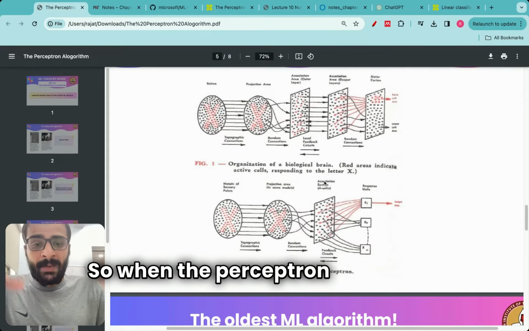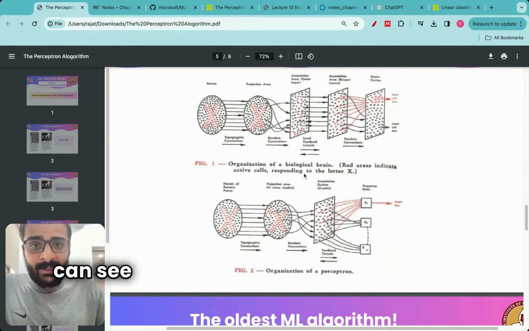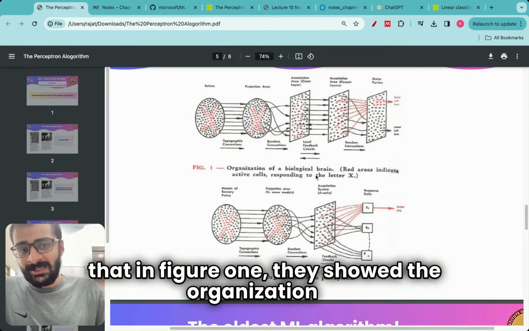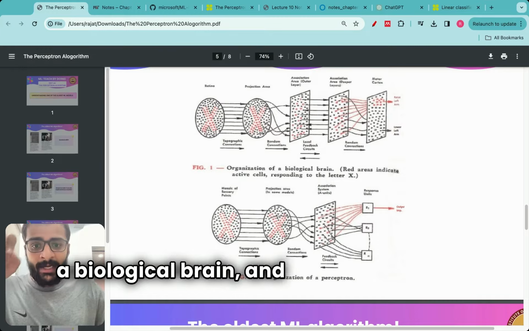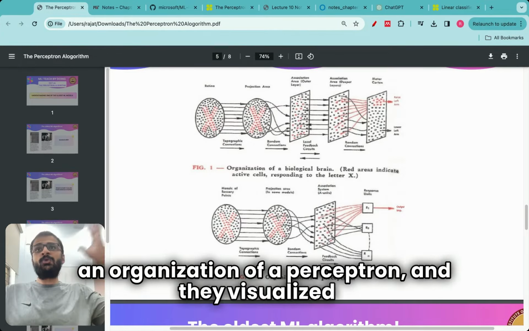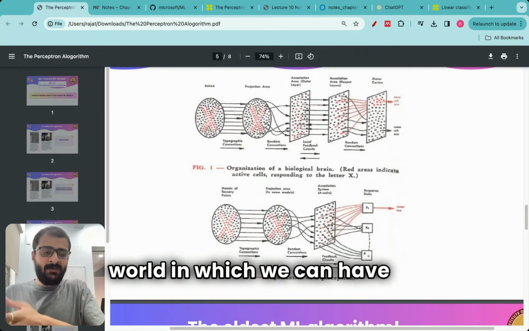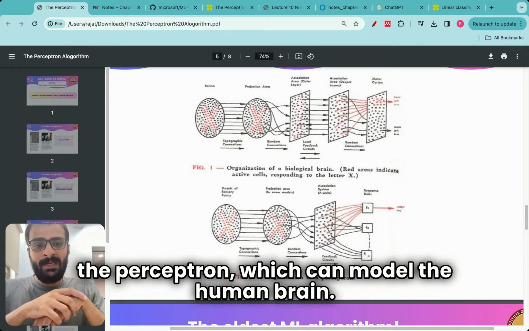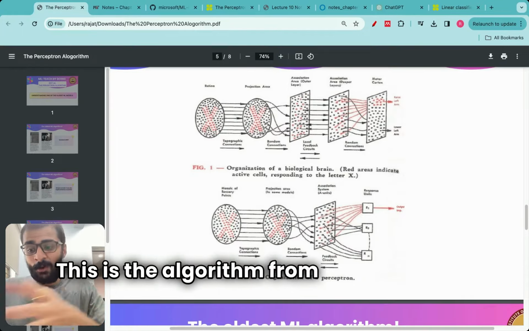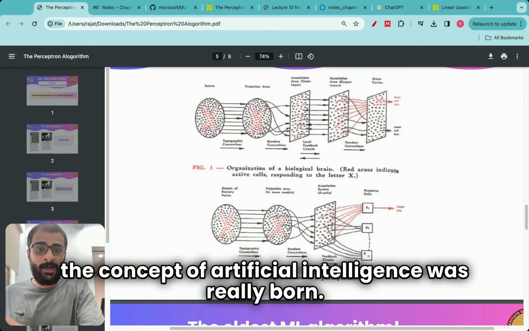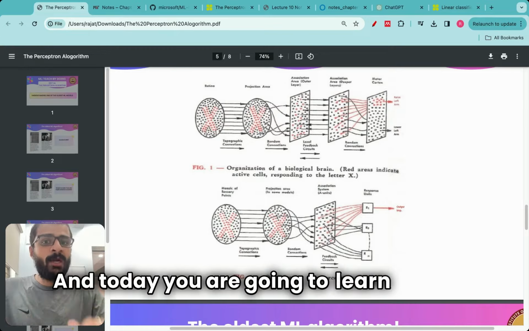When the perceptron paper was released, here you can see the authors mention in the figure that in figure 1 they showed the organization of a biological brain, and in figure 2 they showed the organization of a perceptron. They visualized a world in which we can have ML algorithms like the perceptron which can model the human brain. This is the algorithm from where the idea or concept of artificial intelligence was really born, and today you are going to learn about it.